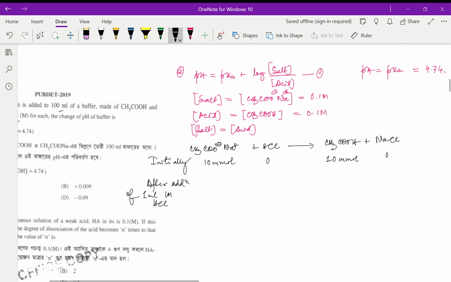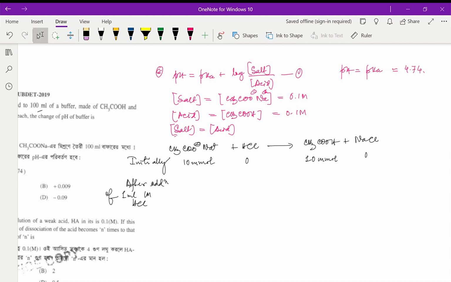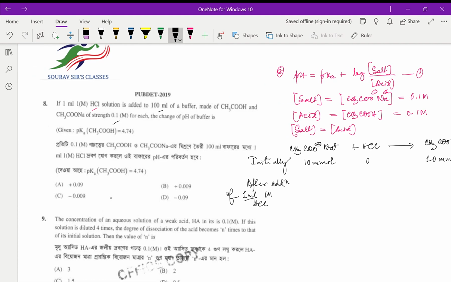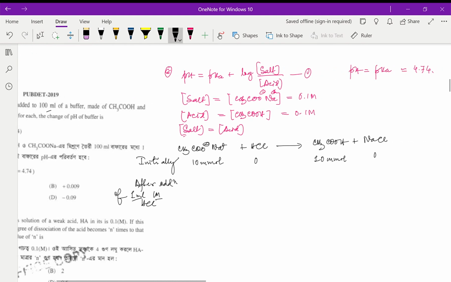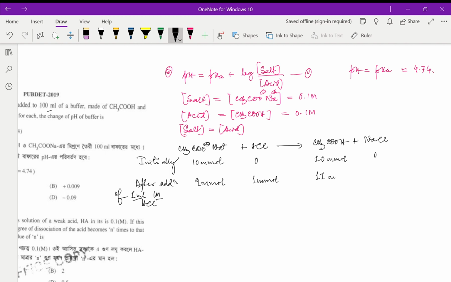So 1 ml of 1 M actually would mean 1 millimole of HCl. So 1 millimole is going to react with the 10 millimoles of salt. It is going to consume 1 millimole, so it is going to become 9 millimole, and the acid will become 11 millimole, and there is going to be 1 millimole of NaCl.